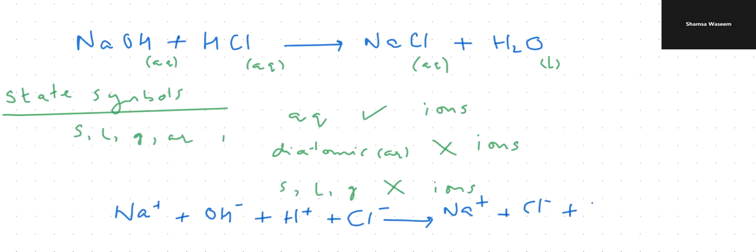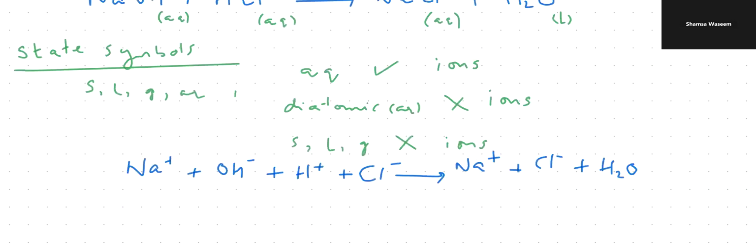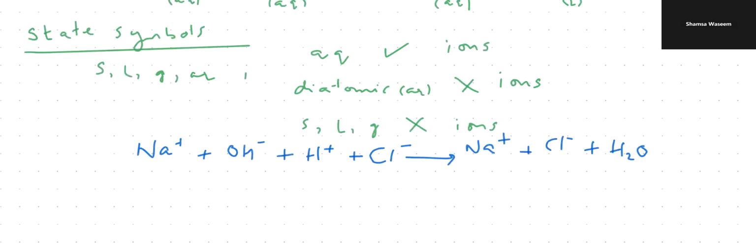Okay. After doing that, you have to look for the spectator ions, right? What are the spectator ions? Most of you must know about it. These are the ions which were there in the reactants as well as in the products. They have not taken part in the reaction. So can you help me? What will be the spectator ions? Make sure that their charges are also the same, right? So it's going to be sodium ion and chloride ion.